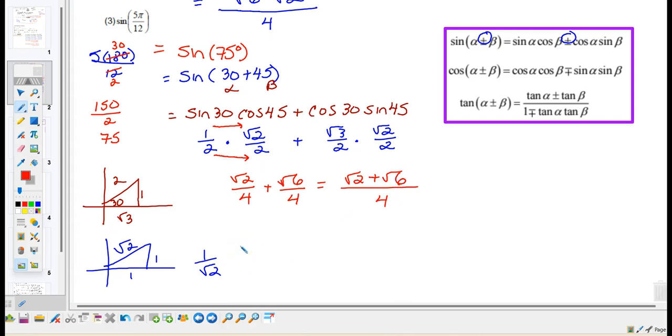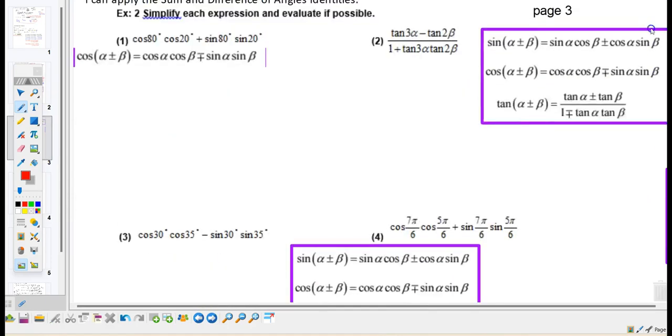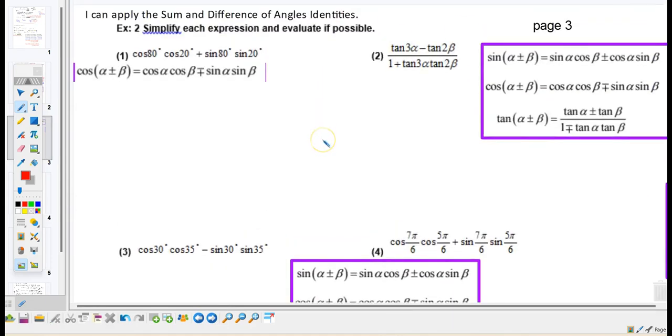So all of these problems are expanding. We had a very small expression, sine of 75, and we expanded it out to the right-hand side of the identity. When we turn the page, we're going to go the opposite way. Now we're going to simplify each identity.